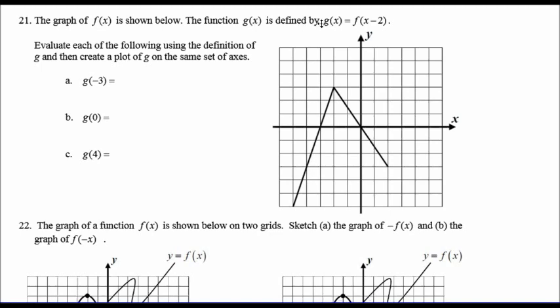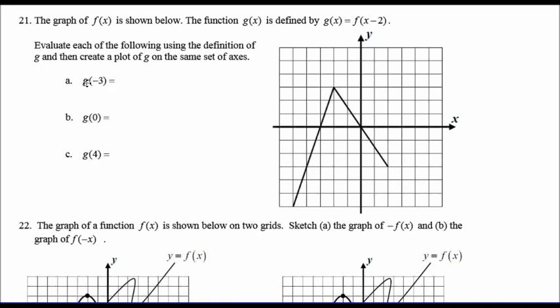But what it's saying is g of x is defined as f of the quantity x minus 2. So let's start by evaluating each of these 3 points, and I'll walk you through the first part, and you can do b and c.